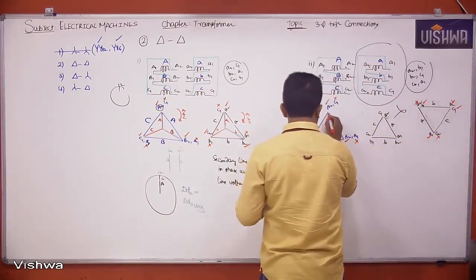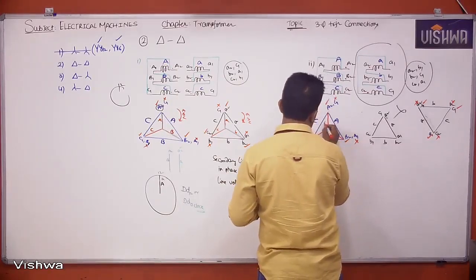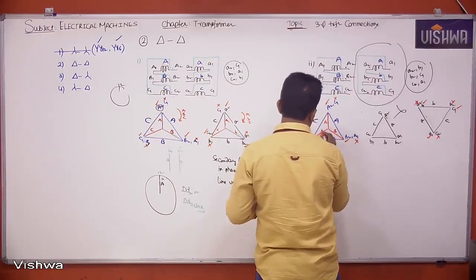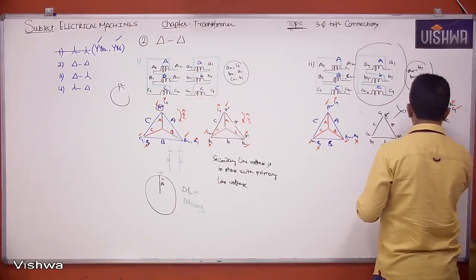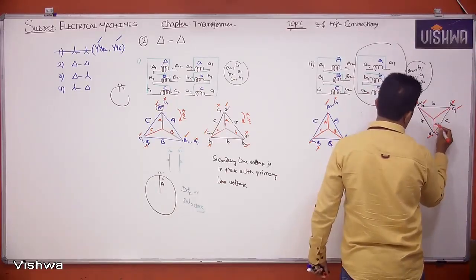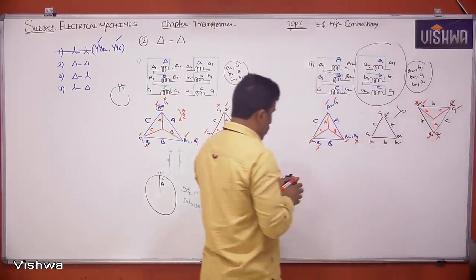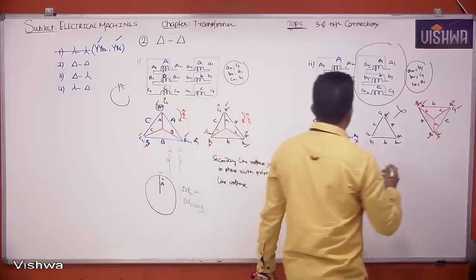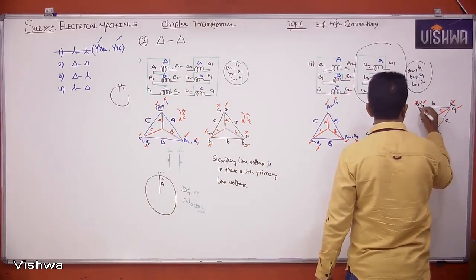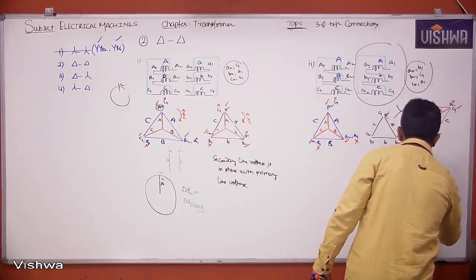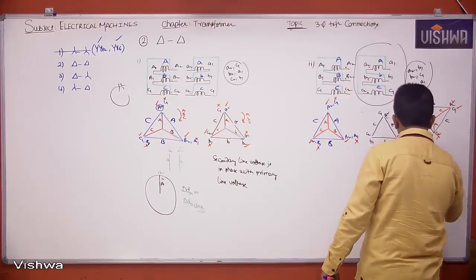Now please draw the star equivalent of your delta. This is A2, so A. This is B2, therefore B. This is C2, therefore C. Now what about here? Star equivalent of delta. This is connected to A1, small a. Connected to B1, small b. C1, small c. Right. Now please here guys compare clearly. Secondary line voltage, if you take A1, B1, this is what A1, this is what B1. So let me draw. This is what I can say A1. This is what I can say B1. This is small a, this is small b.